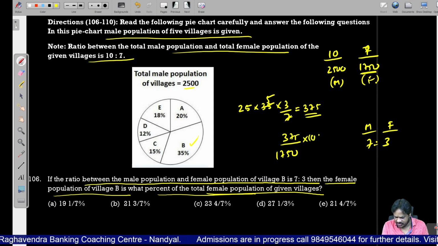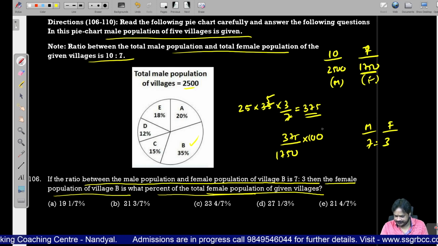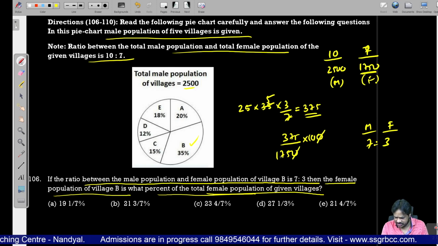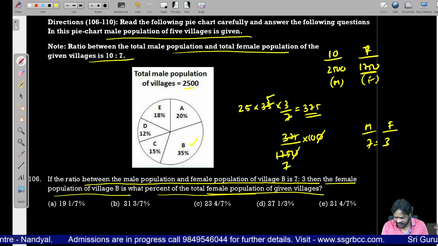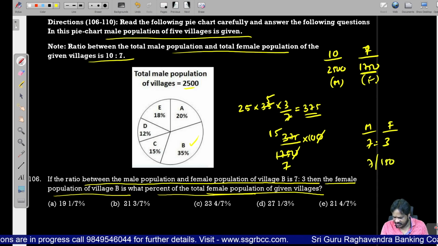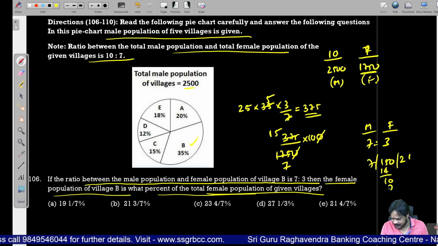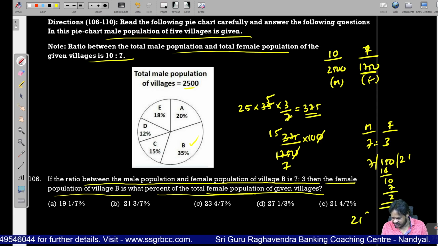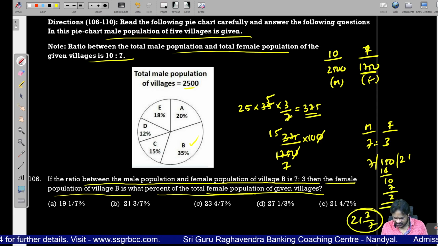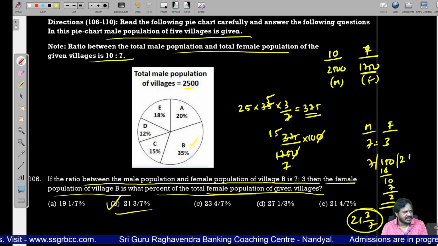1750 into 100. Now we have to do the calculation. Zeros cancel. 25 sevens, 25 ones, 25 fives. So we will get 150 by 7, that is 21 3 by 7, which is the correct answer. Option 2 is the correct answer.